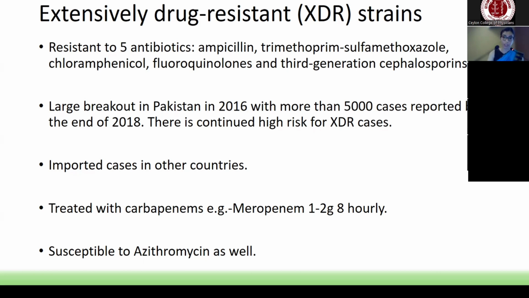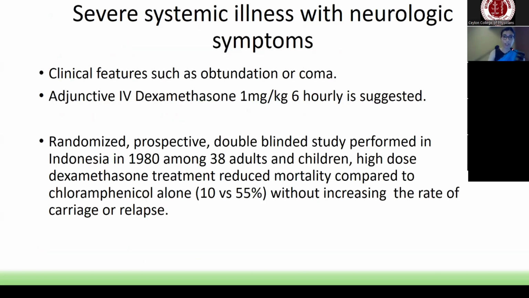Severe systemic illness with neurological symptoms. Clinical features such as obtundation or coma can occur, and adjunctive IV dexamethasone 1 milligram per kilogram 6 hourly is suggested.